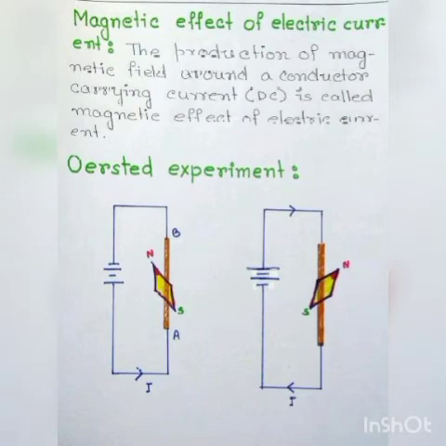And Oersted performed an experiment to show that magnetic field is set up around a current carrying conductor. Now let us discuss the experiment. First, an electric current was allowed to pass through a metallic wire AB, which is placed parallel to the axis of a magnetic compass kept directly below the conductor. Now the needle of the magnetic compass was found to deflect from its normal position.